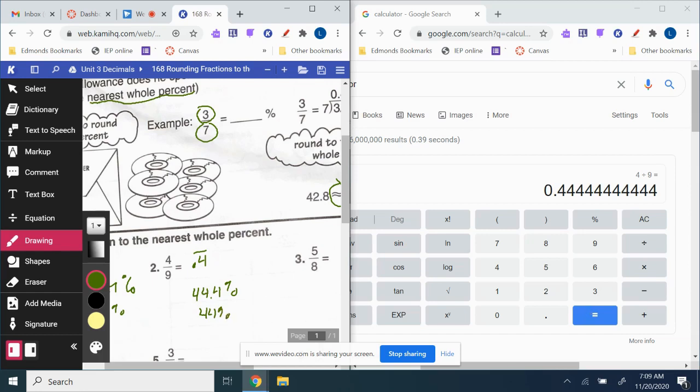Let's try number 3. 5 divided by 8. So 5 goes in first. 5 divided by 8 equals, ooh, I get a nice clean one, 0.625. So that's 62.5%. And they say to round it, so 5 or more, I go up, and I get 63%.